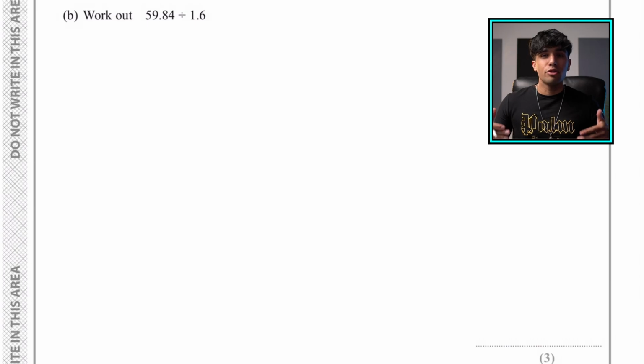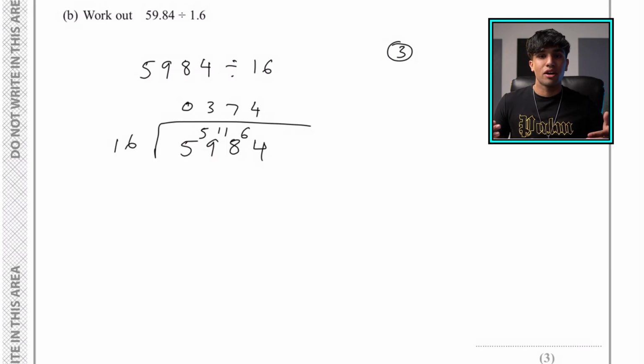For part B, we use the same principle. First, we're going to take out our decimal places. Now let's continue the question using our normal method, which is the bus stop method. And that gets us 374.